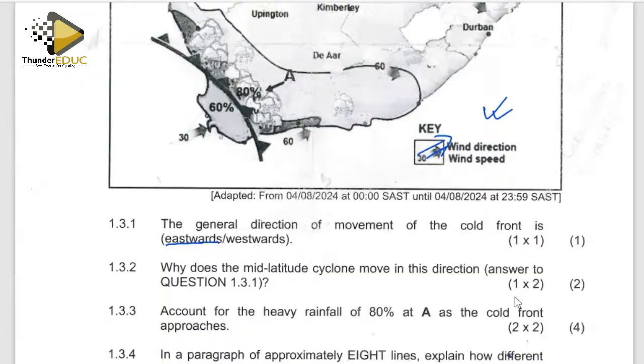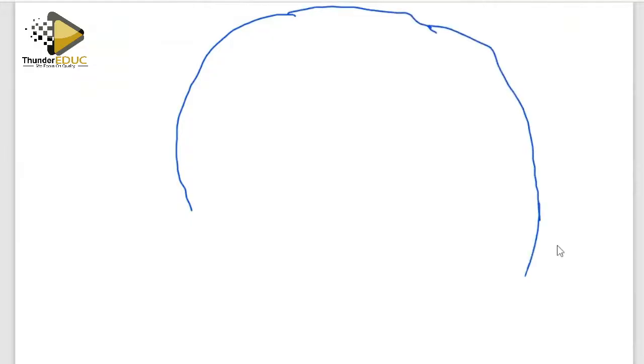Why does the mid-latitude cyclone move in this direction? As an answer to the previous question, why do they move eastwards? I will also want to make an illustration there of why they move eastwards. We want to make a justification of the reasons as to why mid-latitude cyclones move from west to east. Right, we'll go back to grade 11 content, where we did the planetary winds on a global scale. We want to illustrate our distribution of our planetary winds.